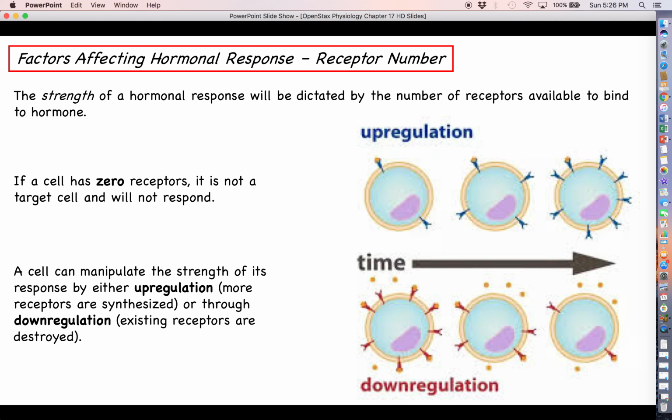And like I said, as we've discussed, a cell can toy around with how many receptors it actually expresses on its membrane, and the more receptors that there are, the stronger a hormonal response can be. The fewer receptors there are, the weaker the response is going to be. And if we get that number down as low as 0 receptors, like we said, you're not going to get any response at all.